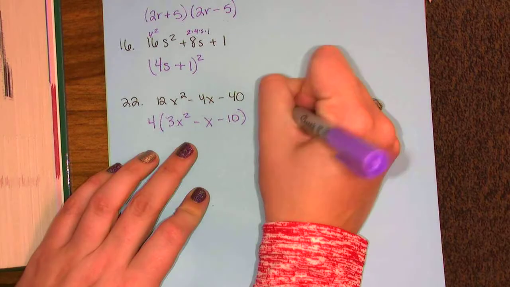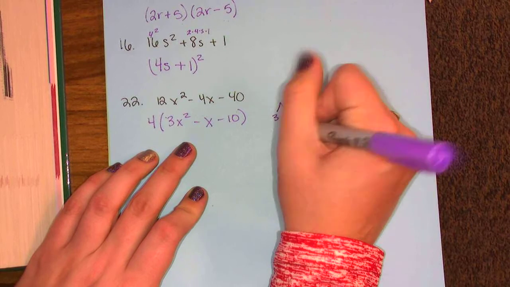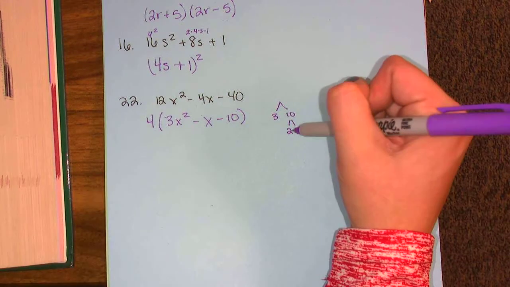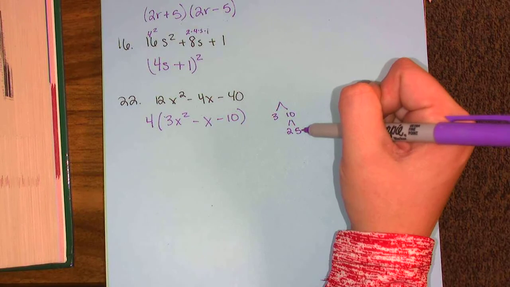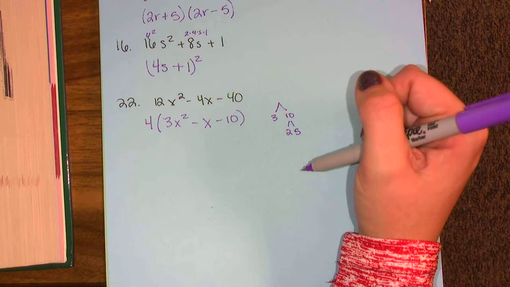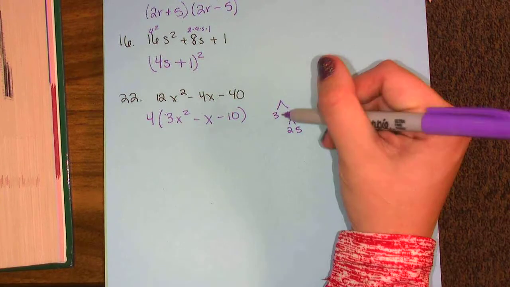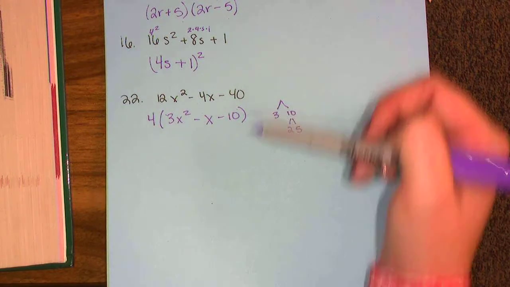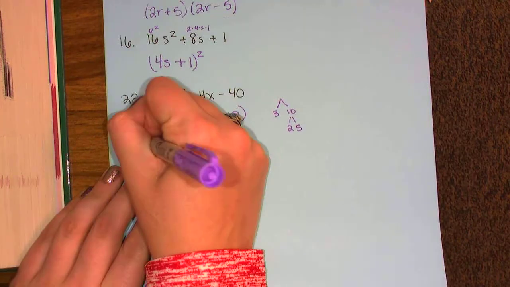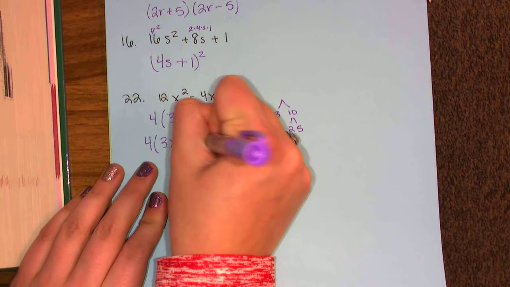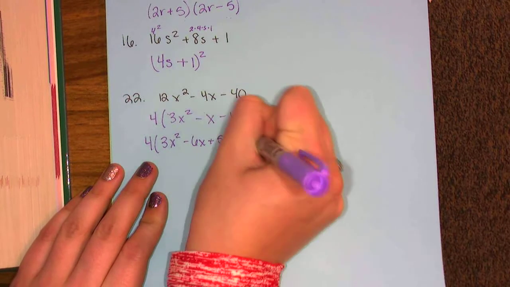So I have 3 and 10, 2 and 5. Okay, so I could do 3 times 2 is 6 minus 5, or negative 6 plus 5 would give me negative 1. That would be my best option. So I have a 6 and I have a 5, so I'm going to want the 6 lined up with the 3 and the 5 lined up with the 10. So I'm going to keep this 4 out here. 3x squared minus 6x plus 5x minus 10.